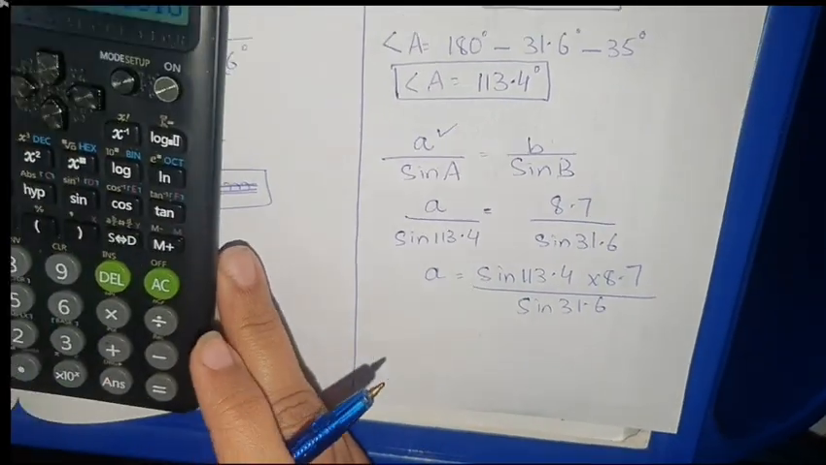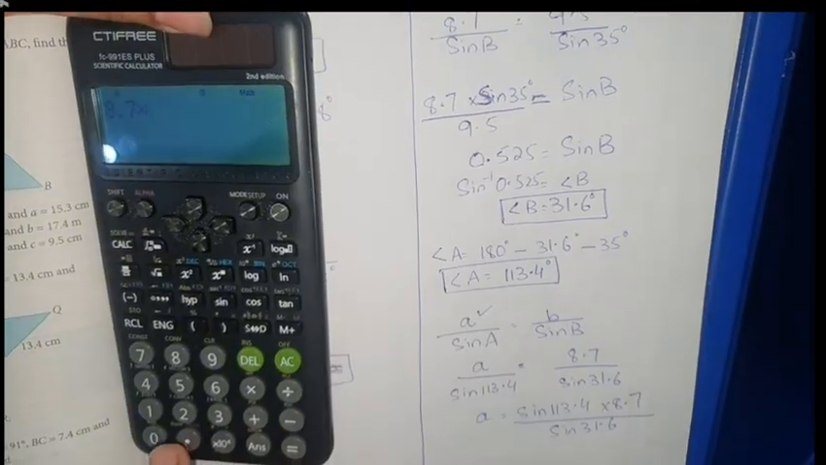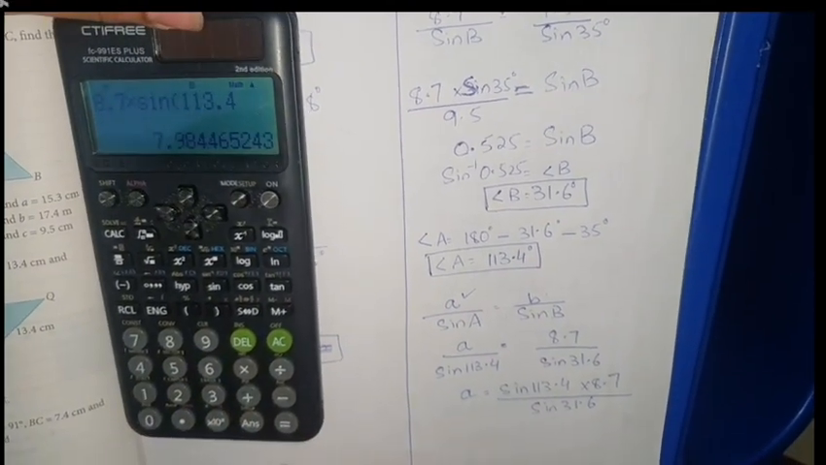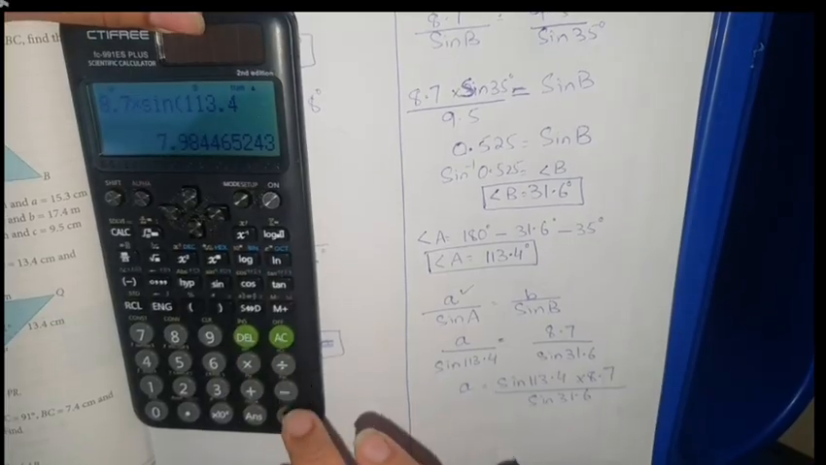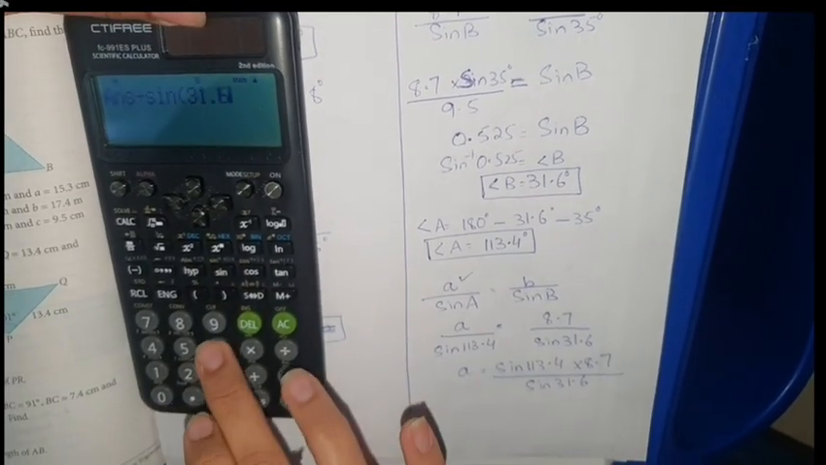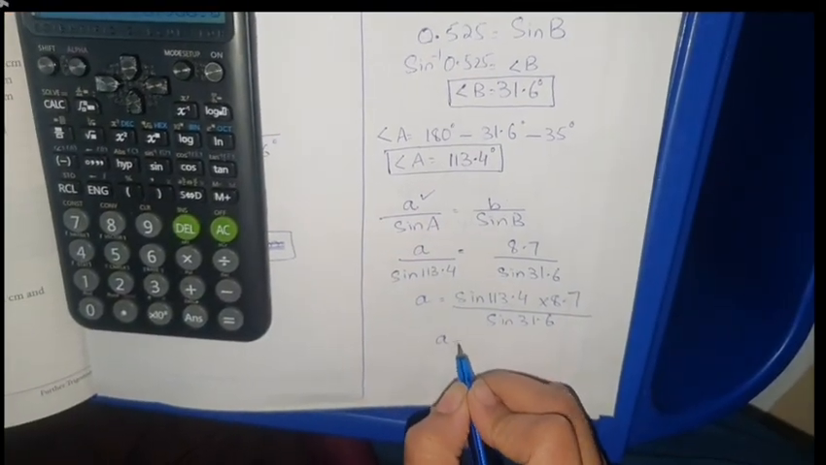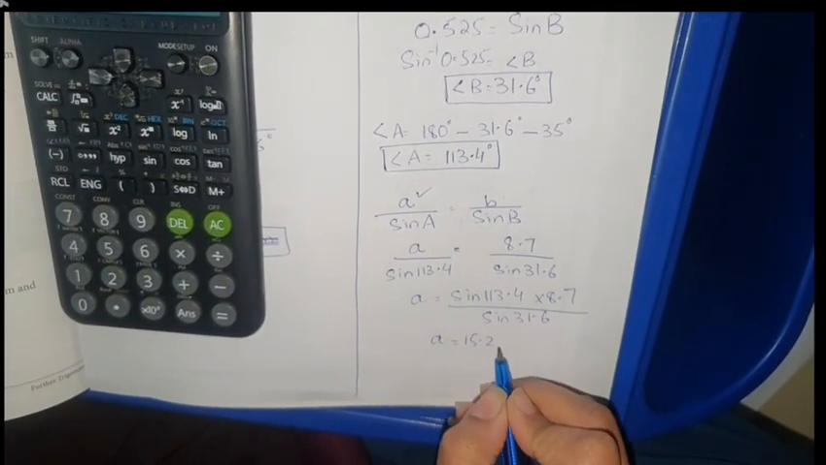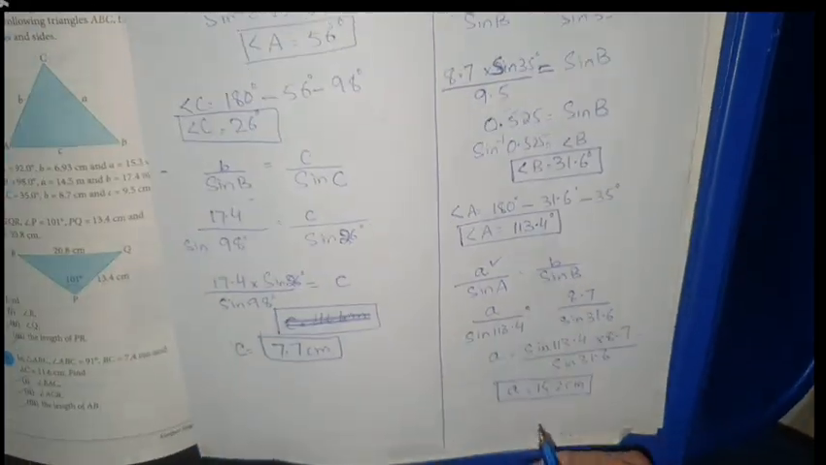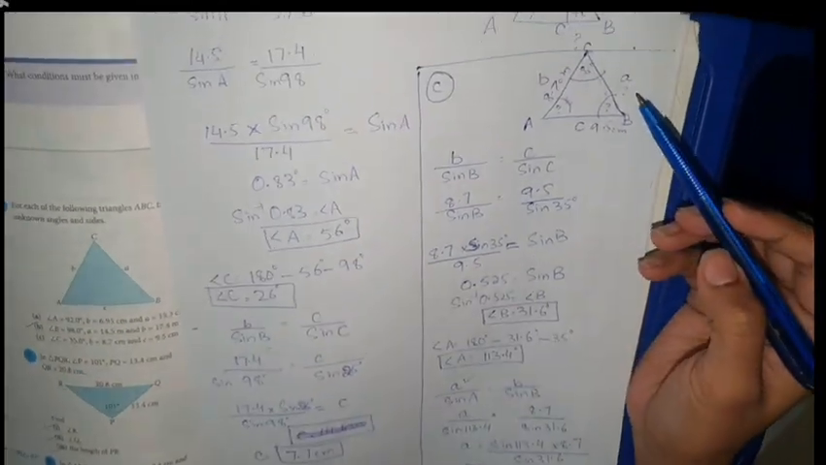Now use calculator and solve with me. 8.7 times sine 113.4 is equal to, now divide it by sine 31.6, so this is equal to 15.2. Side A is equal to 15.2 centimeters. So this is part A, sorry, side A. Now we have found out all these things, sides A, B, C and angles.